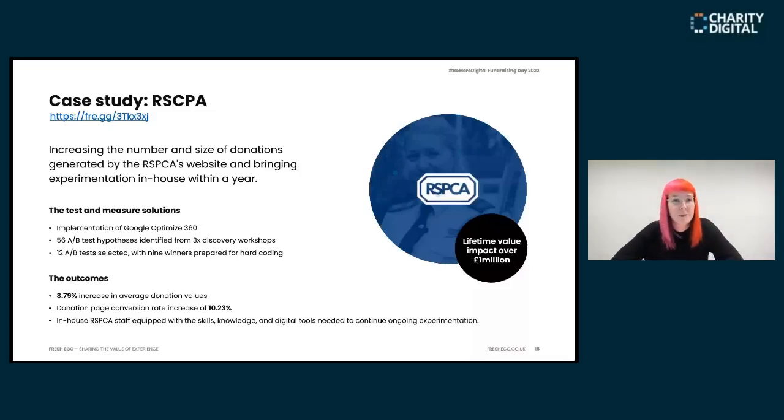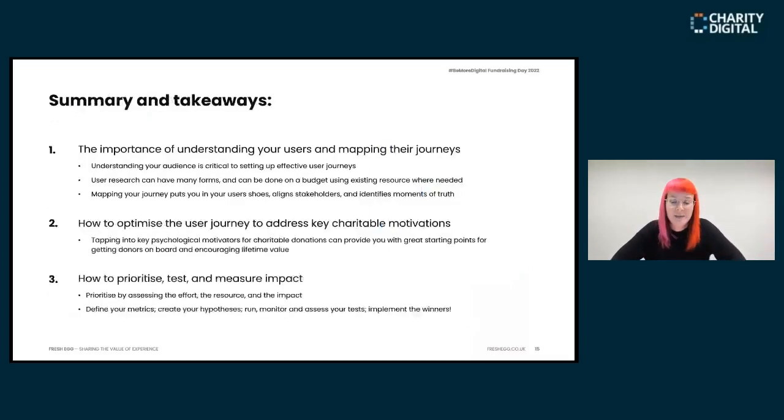So yeah, I'm just going to summarize what we've been through today. Hopefully it's been interesting and you've got a couple of takeaways. We covered the importance of understanding your users and mapping their journeys. Understanding your users is critical. User research can take lots of different forms, and it can be done on a budget using your existing resources. Mapping your journey visualizes it, puts you into your users' shoes, aligns your stakeholders, and can identify those real moments of truth that you can make a difference to.